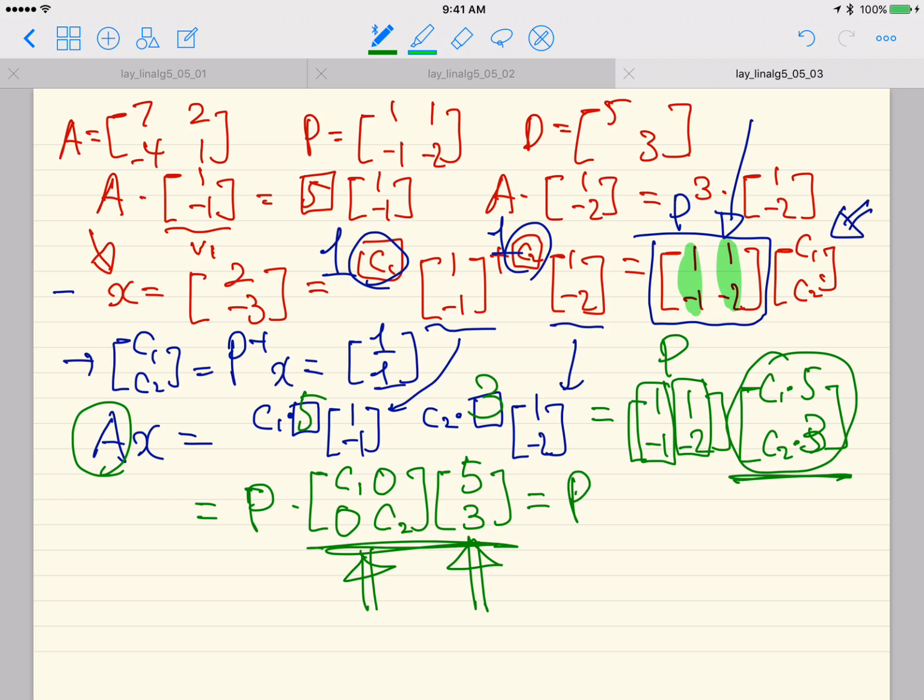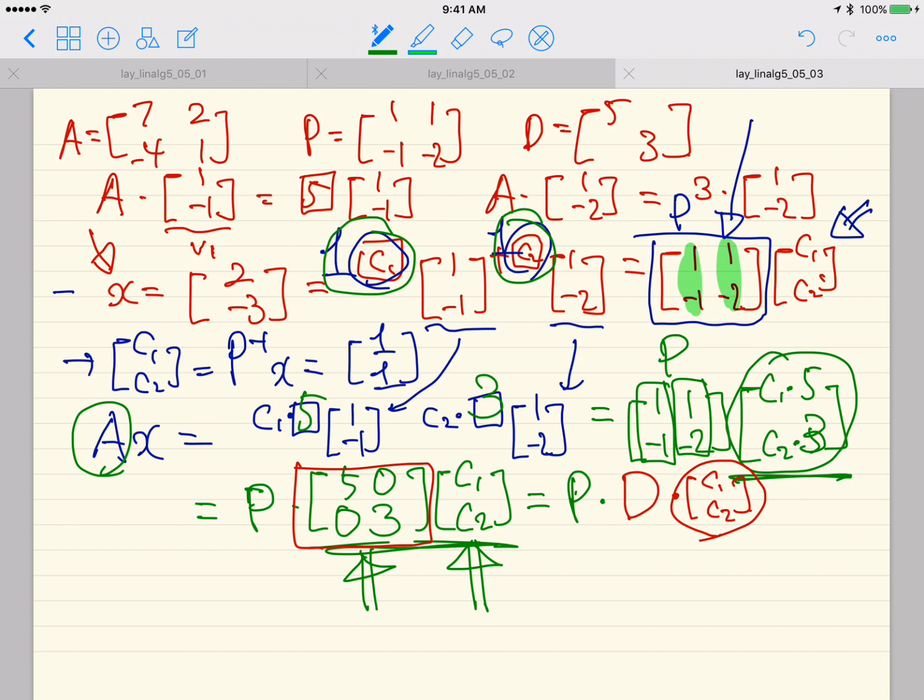So we have P here, and instead of the previous form, I need this. These are still the same, and in that case, this part becomes D, right? And now we have C1 and C2. What are C1 and C2? These were the linear combination coefficients when representing your vector x by using these eigenvectors as a new basis. So again, C1 and C2 are linear combination coefficients when representing some arbitrary vector x by using the eigenvectors as basis vectors.